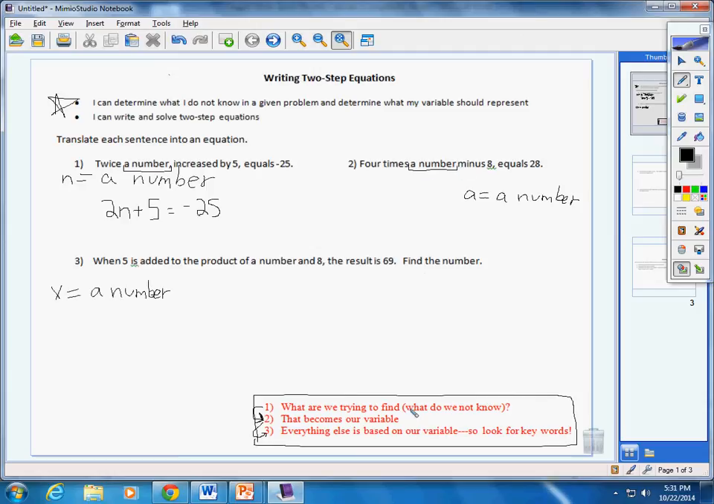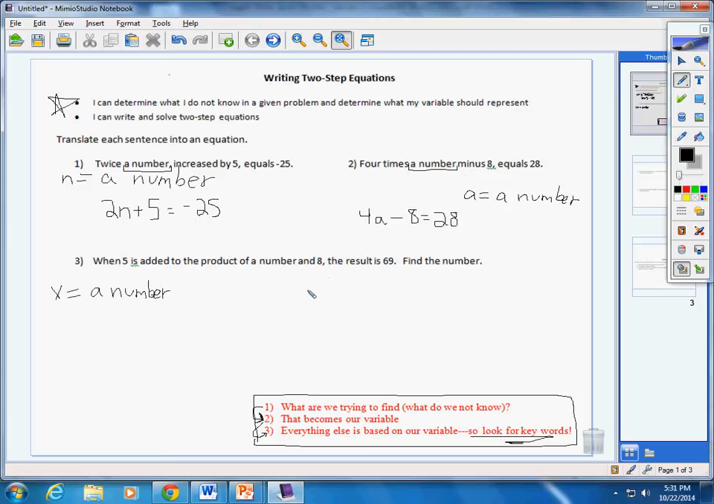This is my first step. I don't know what that number is, so I'm just going to say a. I'm going to let a equal that number. So 4 times a number, or 4 times my number, 4a, minus 8 equals 28. So the toughest part is figuring out what the variable represents. Then you just have to look for your keywords and create your equation based on those keywords.